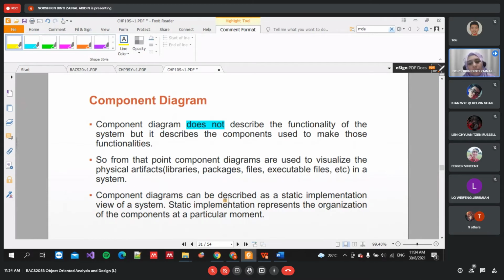So a component diagram can be described as a static implementation view. Static implementation represents the organization of the components at a particular moment. Okay, so that is the component diagram. For the component diagram, we need to know it won't show what the function of our system is. Instead, it will show what the components are that will perform the function.